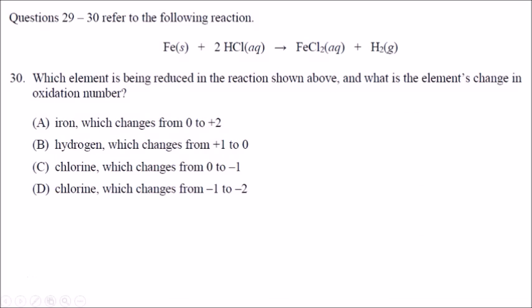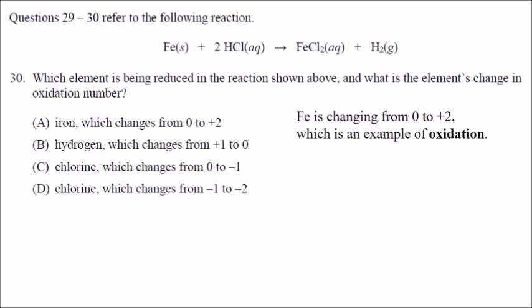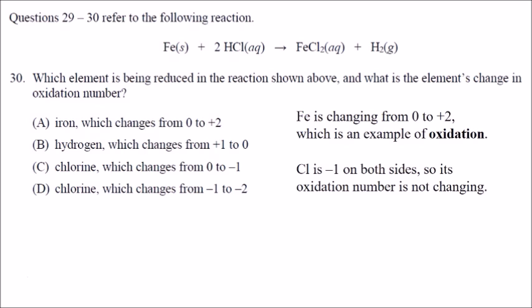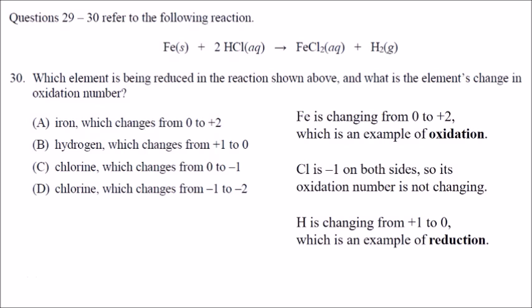In number 30, the question says, which element is being reduced and what is the element's change in oxidation number? Well, iron is changing from 0 to +2, but that's an example of oxidation. Chlorine is -1 on both sides of the equation, so it's not changing at all. And the hydrogen is changing from +1 to 0, which is an example of reduction. So the correct answer for number 30 is B.